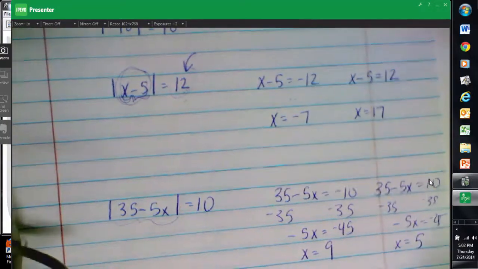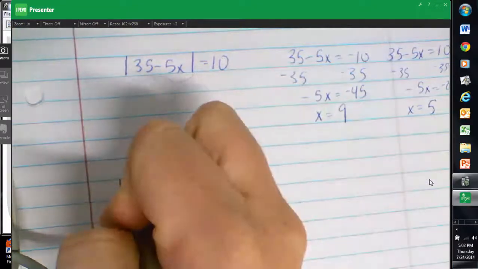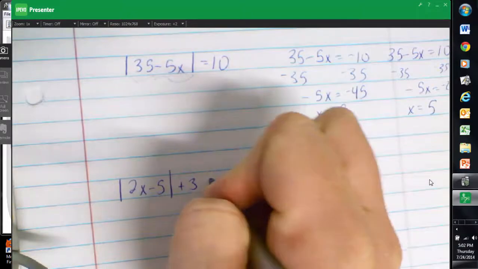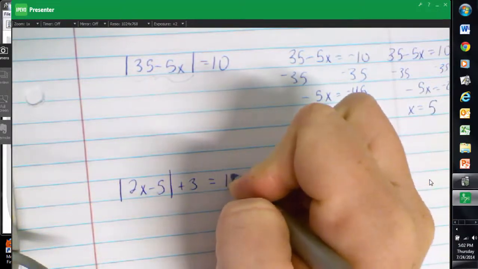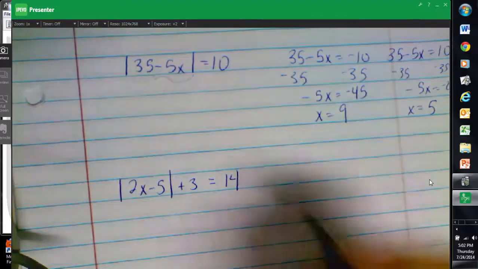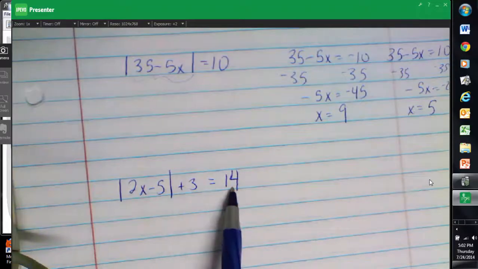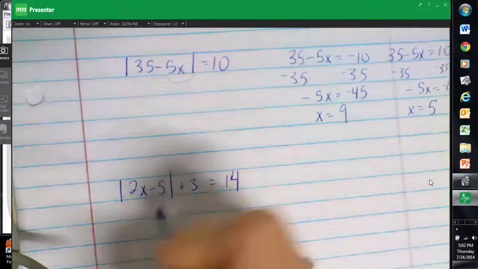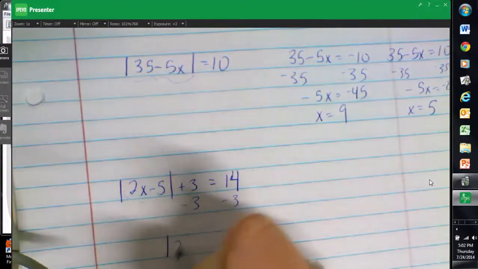Okay, we're going to do one more of these, one that has a couple extra steps in it. So the absolute value of 2x minus 5, plus 3, equals 14. Now, you're going to say, well, you just said put it negative, put it positive, and solve. But you must isolate the absolute value first. So the first thing I'm going to do is get the absolute value by itself by subtracting 3 from both sides.